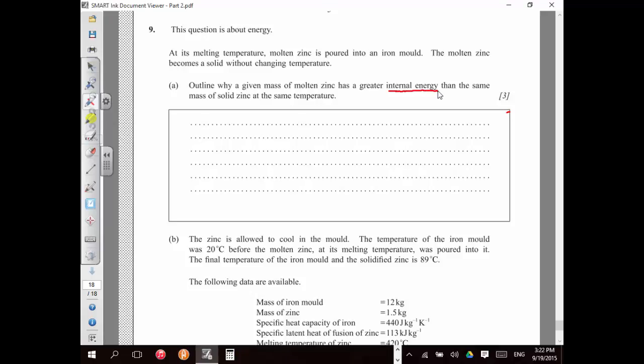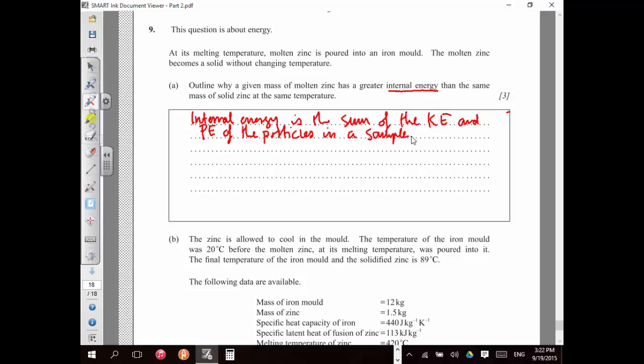Okay, so internal energy is the sum of the kinetic energy and potential energy of the particles in a sample.